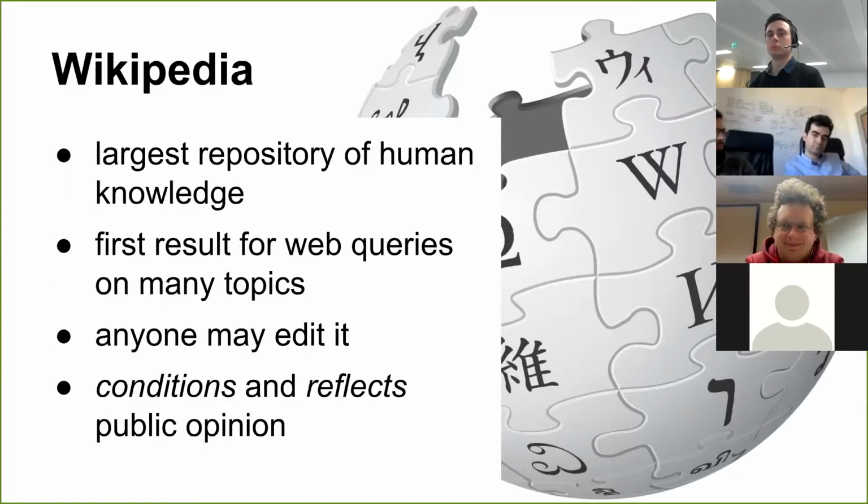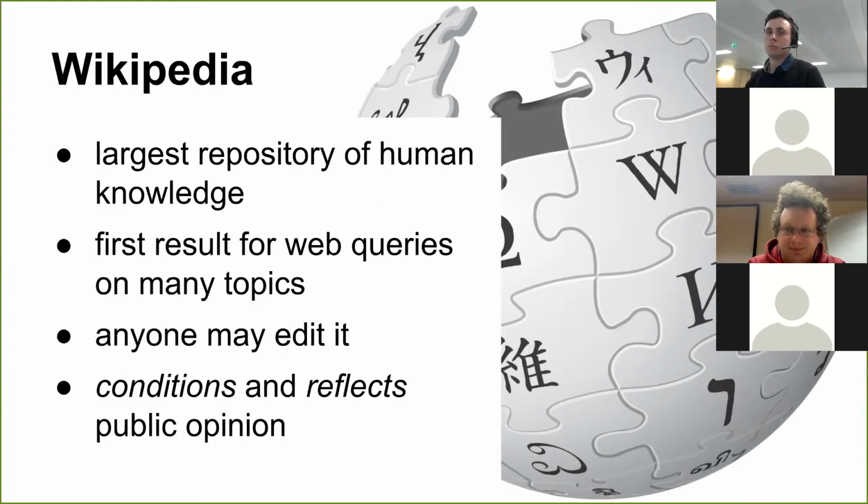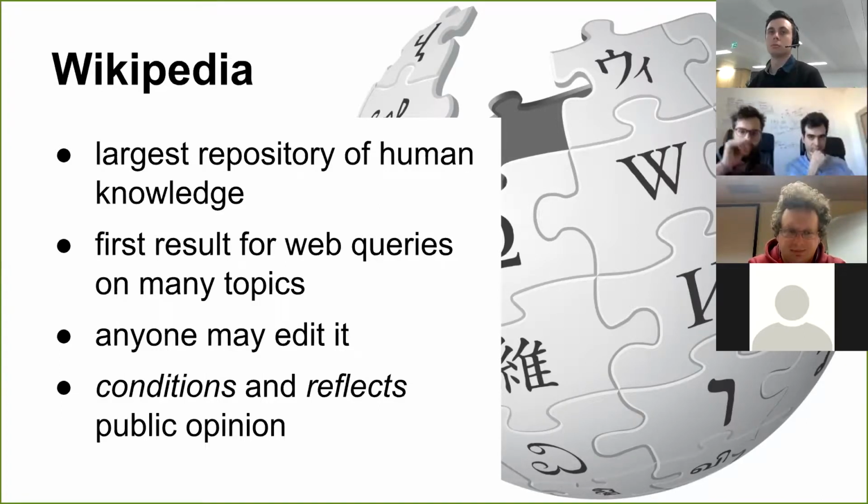Wikipedia is interesting for many reasons. It is probably the largest repository of human knowledge, and it is relevant because it conditions and reflects public opinion at the same time. It conditions public opinion because when we search for something, mostly we go to Wikipedia for many topics, and it's the first result for many web queries. On the other hand, it is open, collaborative, and anybody can edit. So when there is some point of view in society, it is very likely that you will find this reflected in the articles, or at least in the edit history of the article, so in the history of the previous changes made.